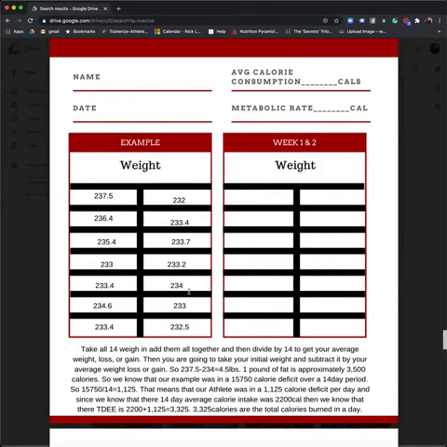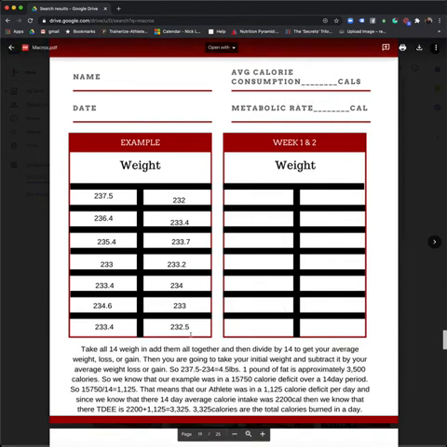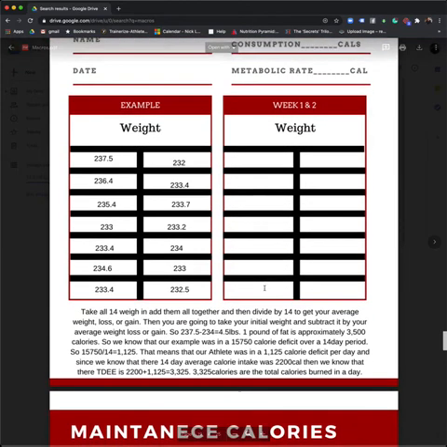So 3,325 calories are the total calories that would have been burned a day on average in order to get us that 4.5 pound weight loss over the 14-day period. So that's why it's important to track your weight every day and also to track your calories each and every day, because we need to find the average calorie consumption, which is right here. We just do the same thing that we did for the weight.